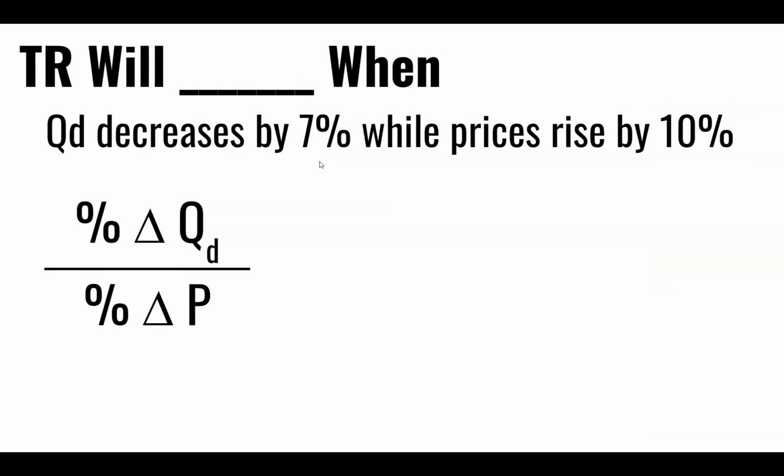So here again, here's some practice. We can work through one together. Quantity demanded decreases by 7% while prices rise by 10%. So what will happen to total revenue?